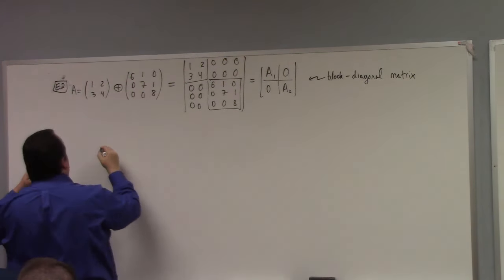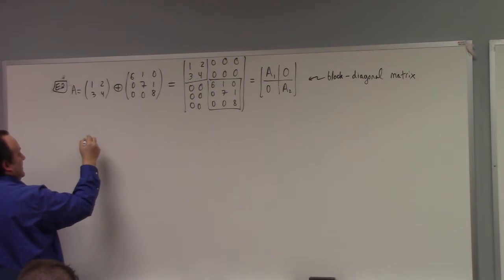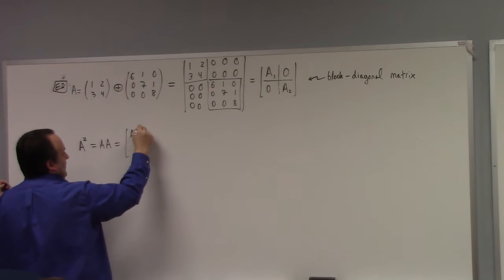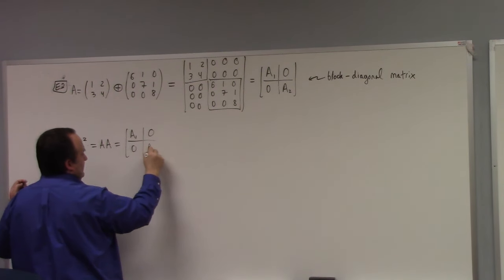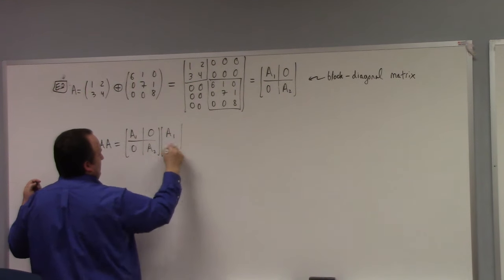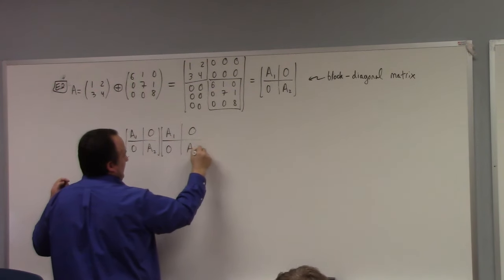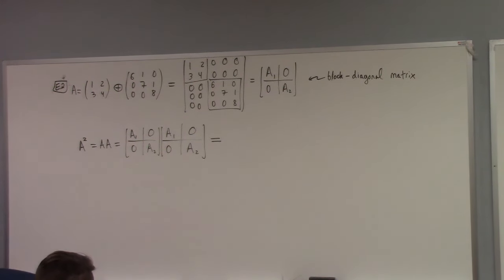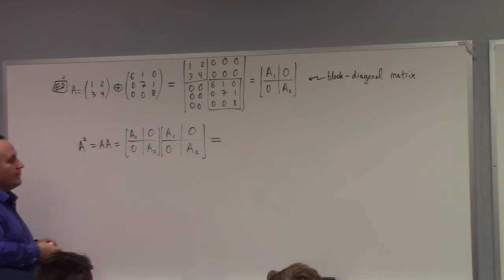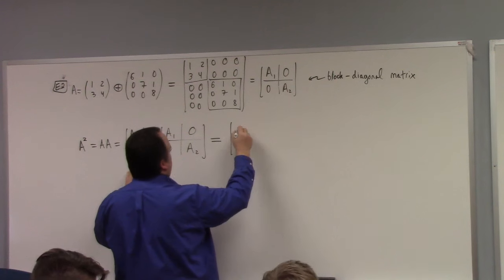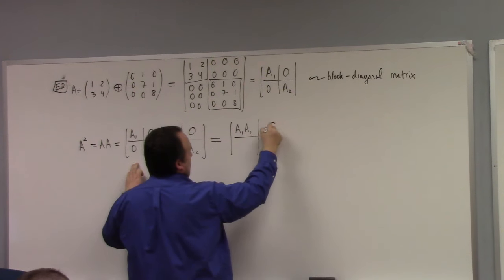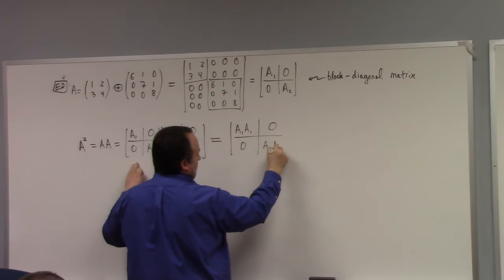So the cool thing is, if you're multiplying a block diagonal matrix times another block diagonal matrix, for example, A squared, which is A times A, that looks like A1, 0, 0, A2 times A1, 0, 0, A2. And what did we just learn about multiplying diagonal matrices? You multiply the diagonals. Same is true for a block diagonal matrix. So this becomes A1 squared, 0, 0, and A2 squared when you work through it.